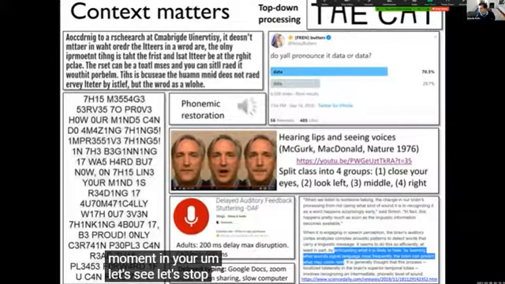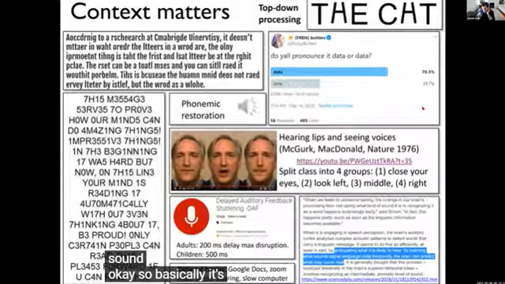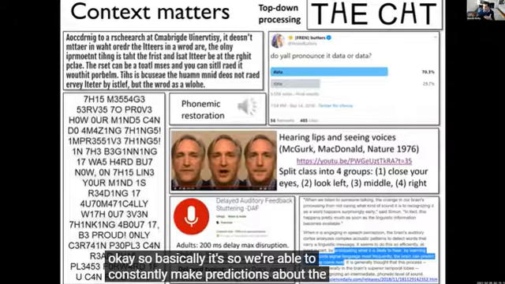Let's see, let's stop the optimize for sound. Okay. So basically we're able to constantly make predictions about the world.